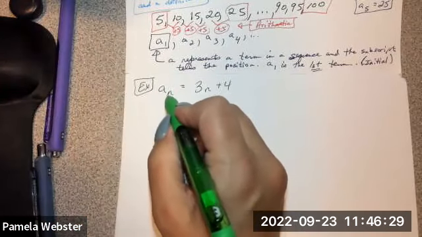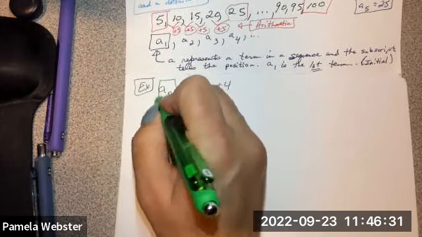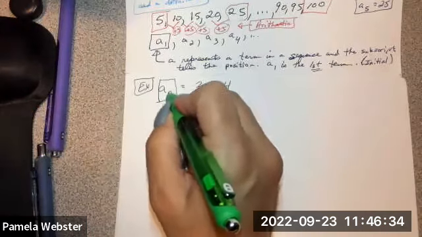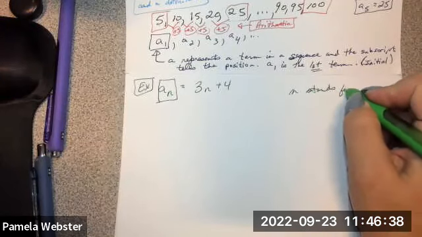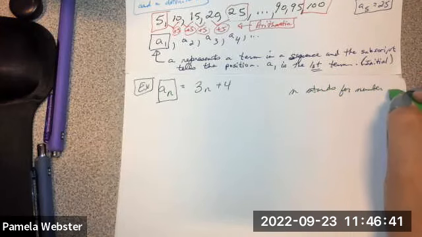All right, so a sub n in this case, this means n is the number. Okay, n stands for number of the term.